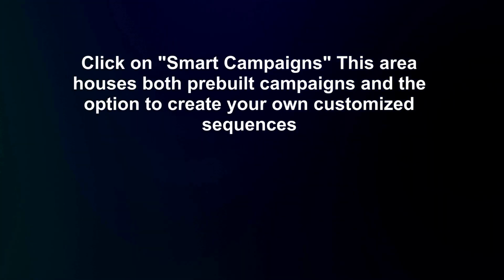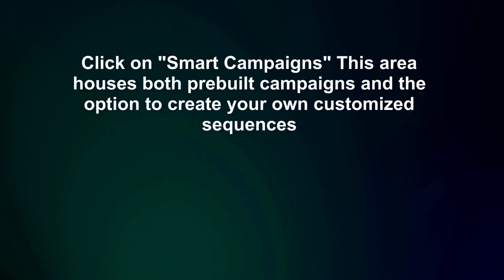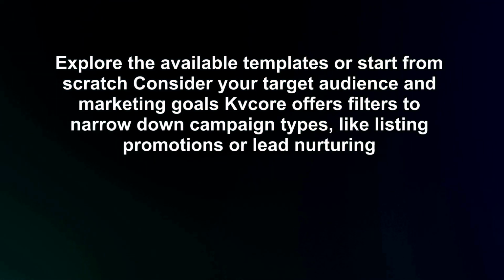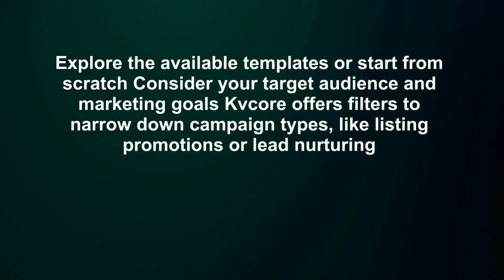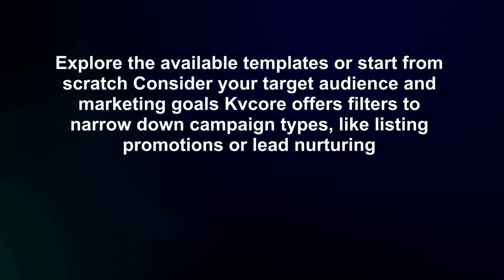Click on Smart Campaigns. This area houses both pre-built campaigns and the option to create your own customized sequences. Explore the available templates or start from scratch. Consider your target audience and marketing goals. Kvcore offers filters to narrow down campaign types, like listing, promotions, or lead nurturing.